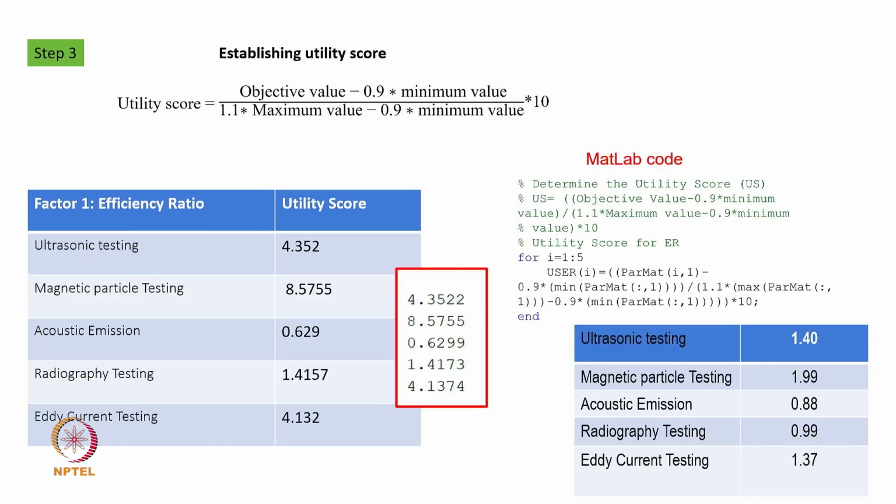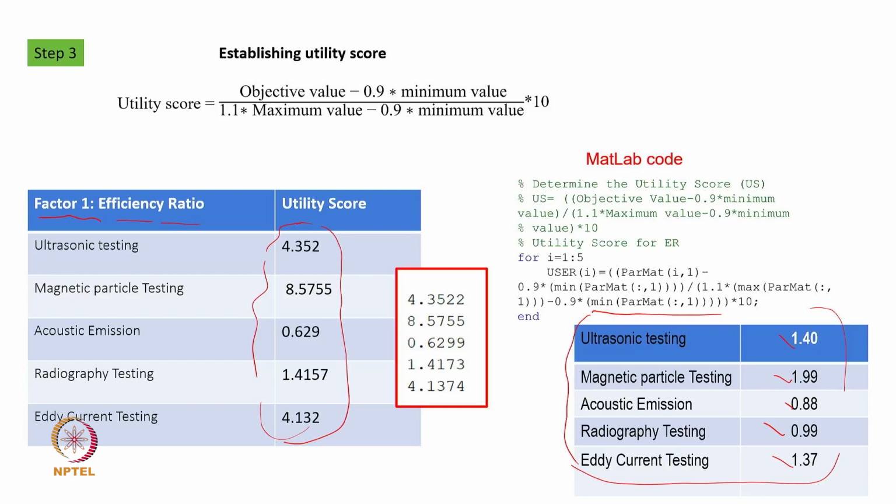Now, we will go to the next step, how do we establish a utility score for each parameter. In this case, the first factor is the efficiency ratio. How do we go ahead? This is a table we got by doing the calculation, and this table was shown on a previous slide. The efficiency ratio we picked up from literature is 1.4 for ultrasonic, 1.99 for magnetic particle testing, 0.88 for acoustic emission, 0.99 for radiography and 1.37 for eddy current testing.